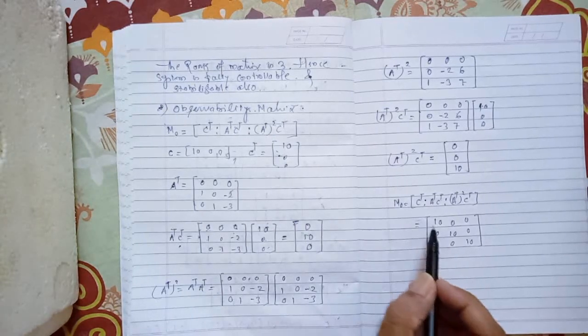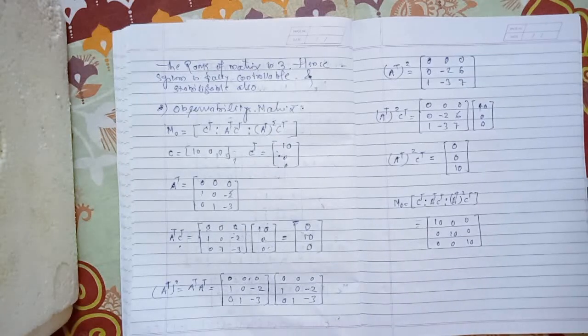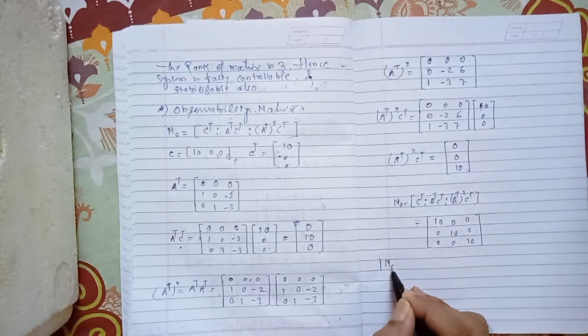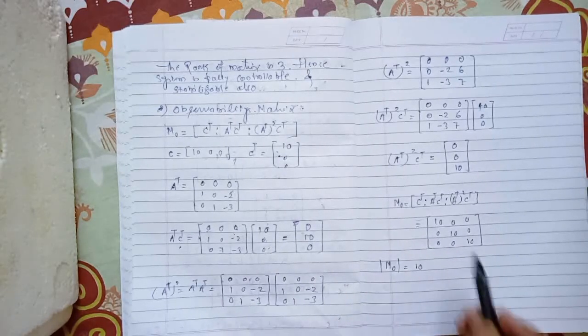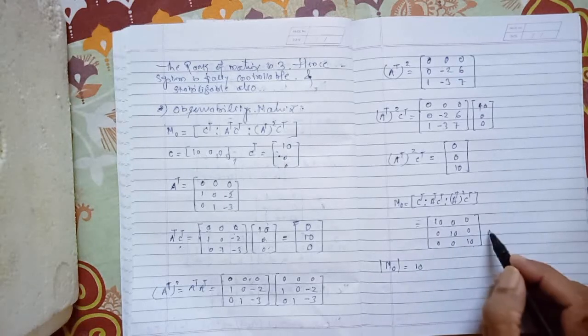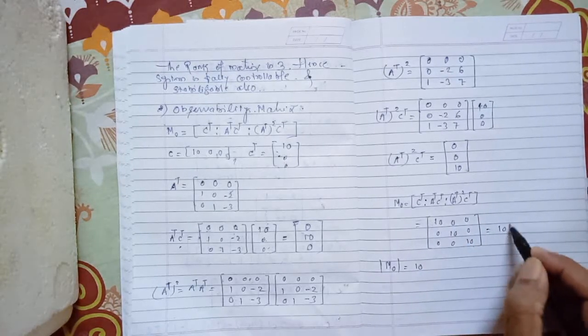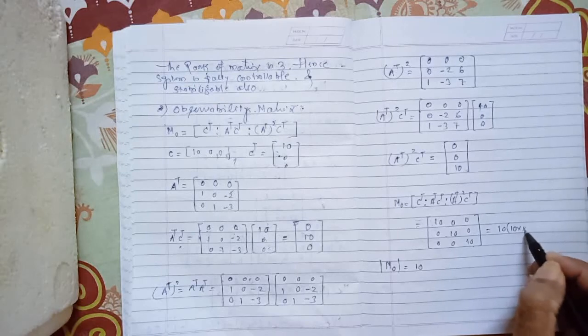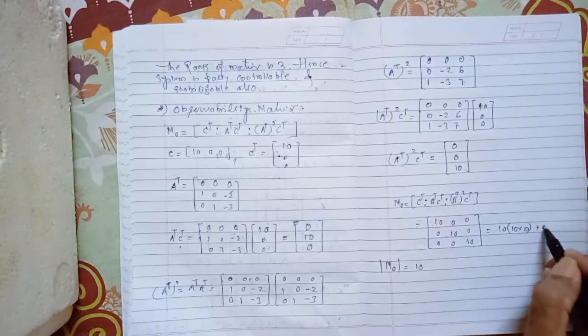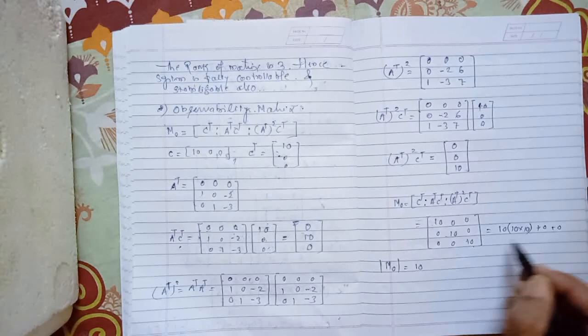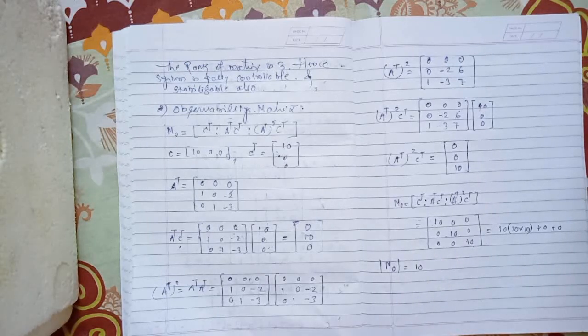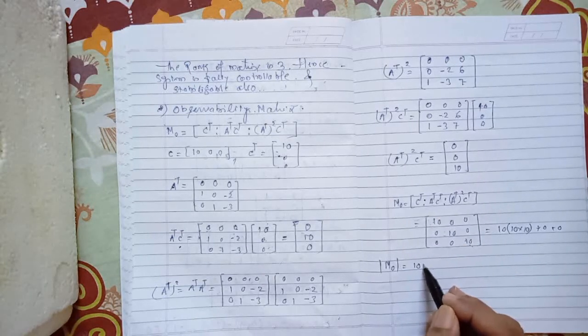Now see here, it is a diagonal matrix. In the diagonal form there is a value of 10, 10, 10. Magnitude of M0 is equals to 10 multiplied by 10 into 10, and all others are 0, plus 0 plus 0. So it is equals to 10 into 10, 100, that is 1000.